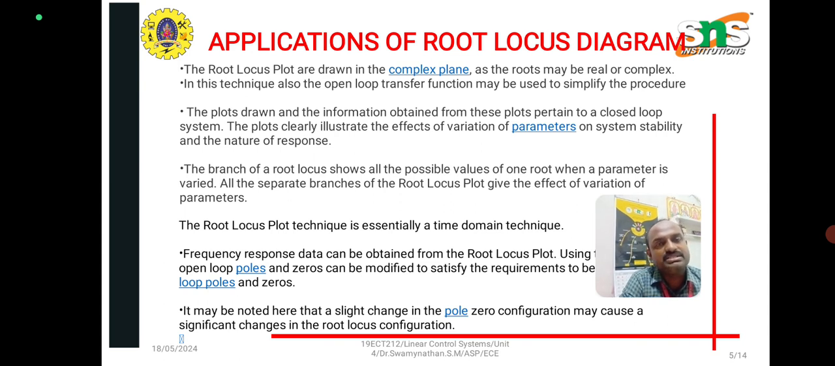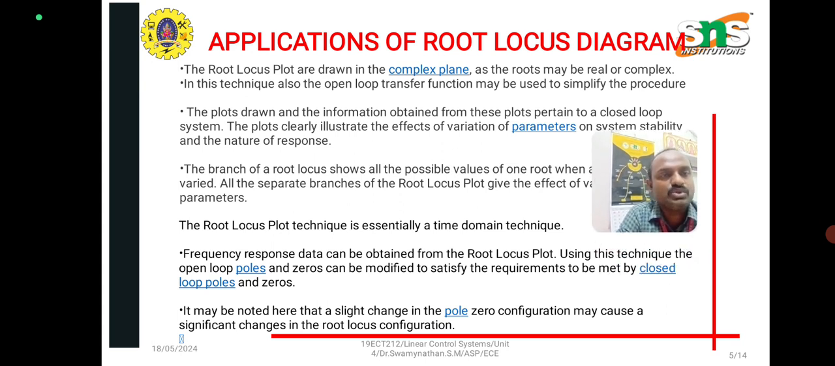And next, the branch of the root locus shows all possible values of one root when a parameter is varied. All the separate branches of the root locus plot give the effect of the variations of the parameters. And next, the root locus plot technique is essentially a time domain technique. And next, the frequency response data may be varied in the root locus plot. By using this technique, the open loop poles and zeros can be modified to satisfy the requirements of the closed loop poles and zeros.